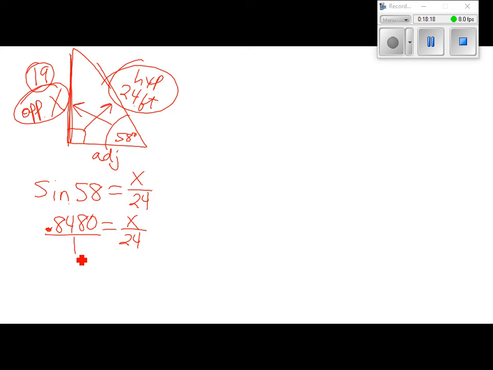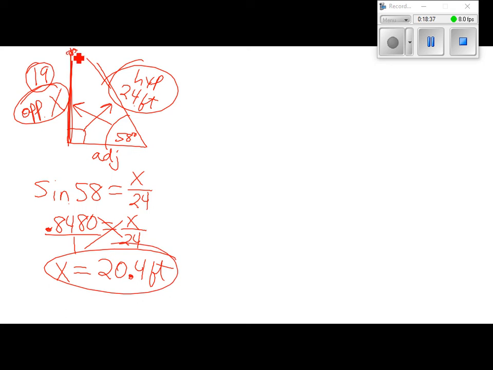This is one of the nice ones. We put a 1 underneath this. When we cross multiply, we just get x that way. So all we got to do is multiply 24 times that number, and I end up with about 20.4. And that's in feet. That's telling us that the ladder will go up the wall right here and reach about 20.4 feet, or about 20.5 feet.